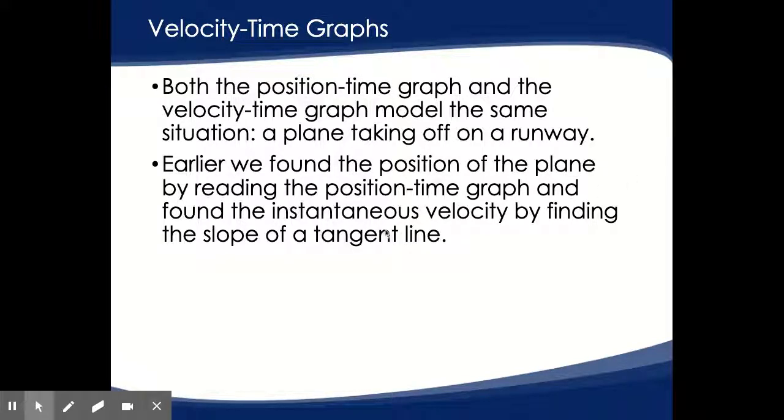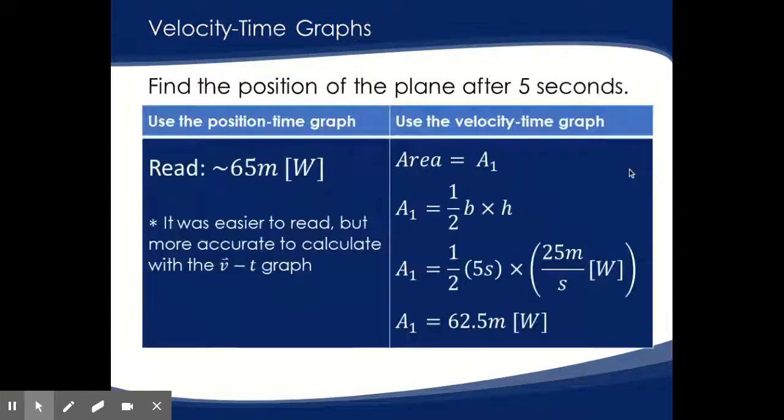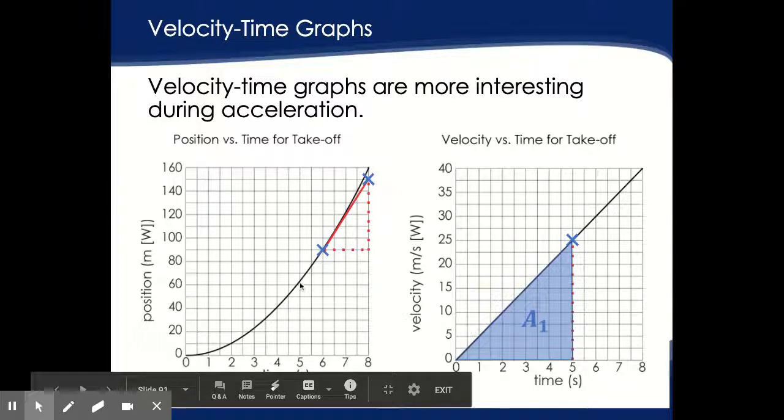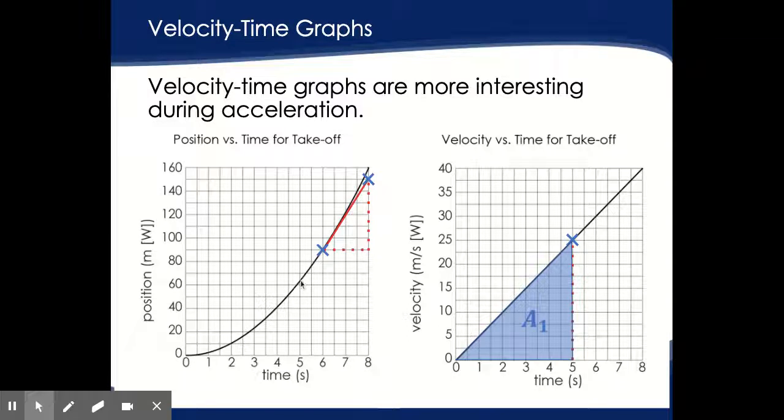And we knew that we could find the instantaneous velocity of the position time graph by using the slope of a tangent line. So if we are going to find the position of a plane after 5 seconds using the graphs we were just looking at, if you use the position time graph and you just read the graph, it's going to tell you it's about 65 meters west. So if you flip back here, after 5 seconds, yeah, we're about 65 meters west. That's not very exact though. So a velocity time graph would do a better job of showing the position after 5 seconds.